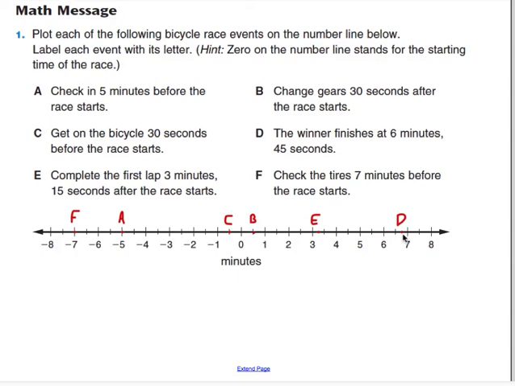E, complete the first lap 3 minutes 15 seconds after the race starts. So here's your E, 3 minutes 15 seconds, halfway between 3 and 3.5. And F, check the tire 7 minutes before the race starts. So F should be down here at negative 7.